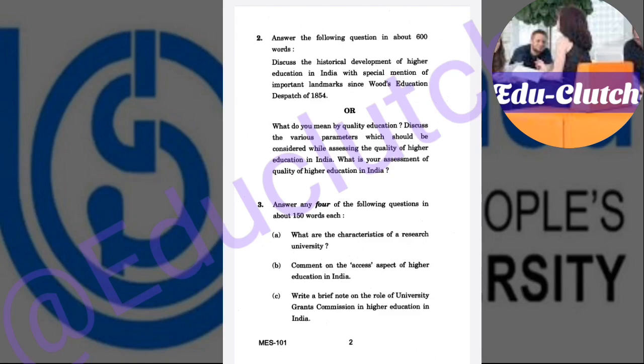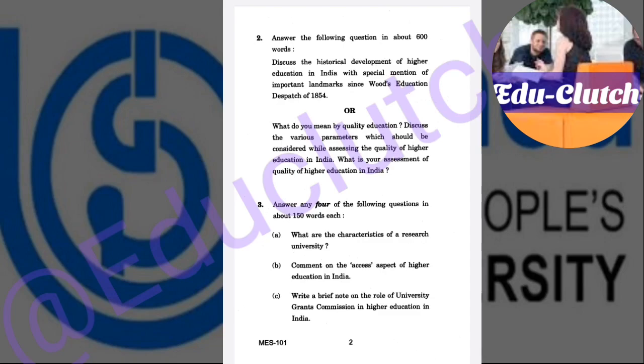Or, what do you mean by quality education? Discuss the various parameters which should be considered while assessing the quality of higher education in India. What is your assessment of quality of higher education in India? Third question, again you have choices. You need to attempt 4 within 150 words each.